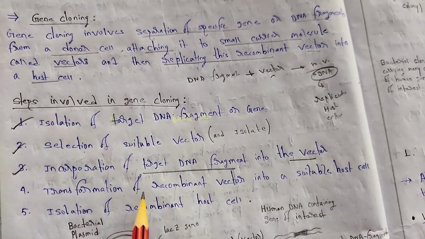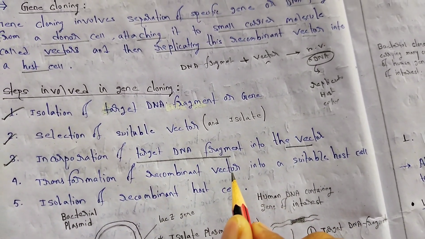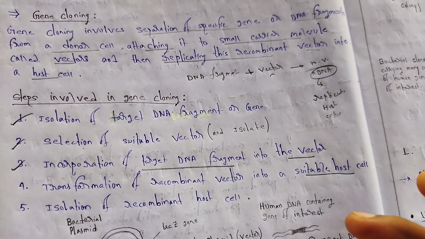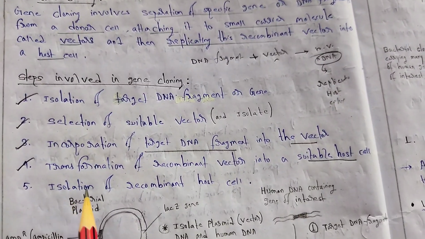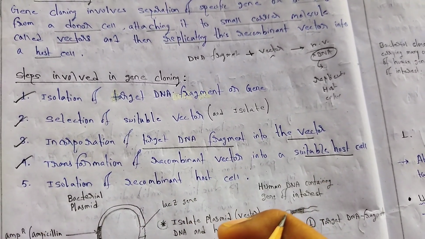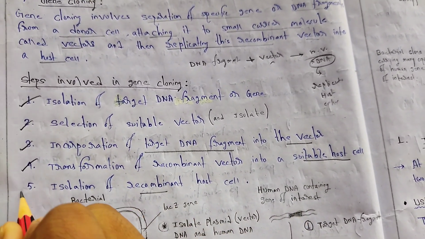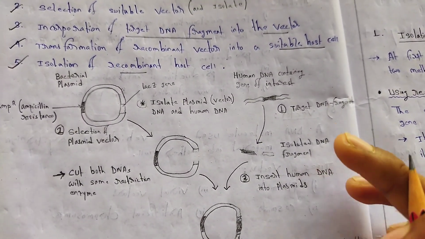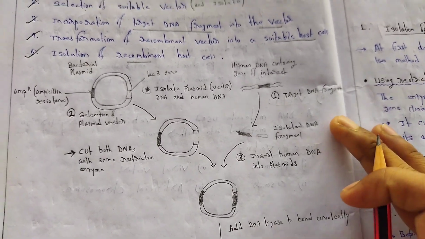Then transformation of the recombinant vector into a suitable host cell. Then the fifth step is isolation of the recombinant host cell. Let us discuss the diagrammatic form of the five steps.